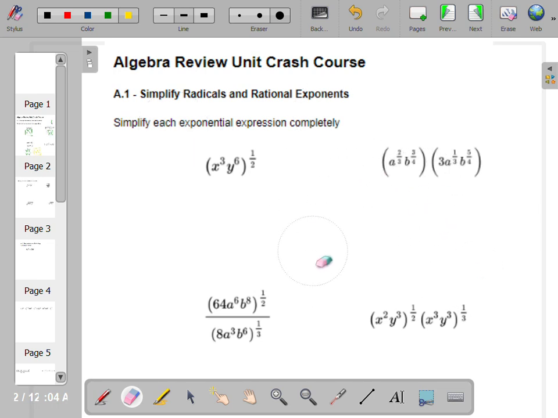Hello ladies and gentlemen, we're going to review all the content from our first unit here, this review. So we're going to start off with section A1 in the book. This is radicals and rational exponents.